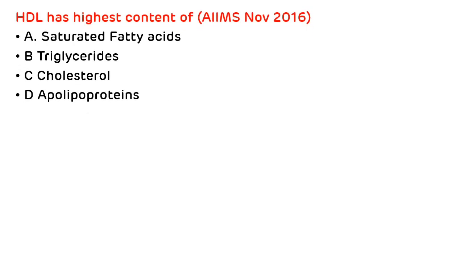Now we will see various multiple choice questions. This was asked in AIIMS November 2016. HDL has the highest content of, and the options are saturated fatty acids, triglycerol, cholesterol, and apolipoproteins. So the correct answer is HDL has the highest content of apolipoproteins. So the correct answer is D.